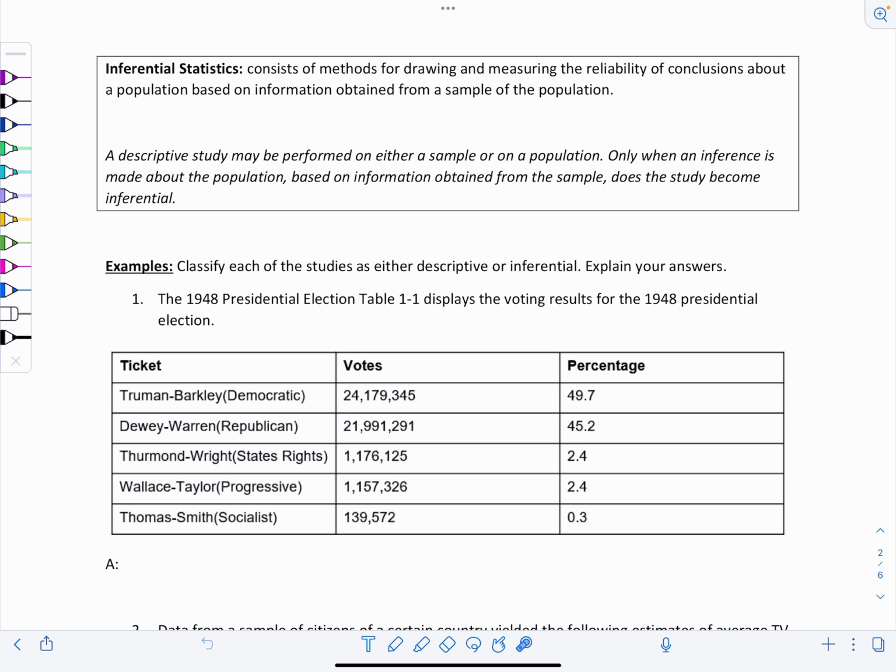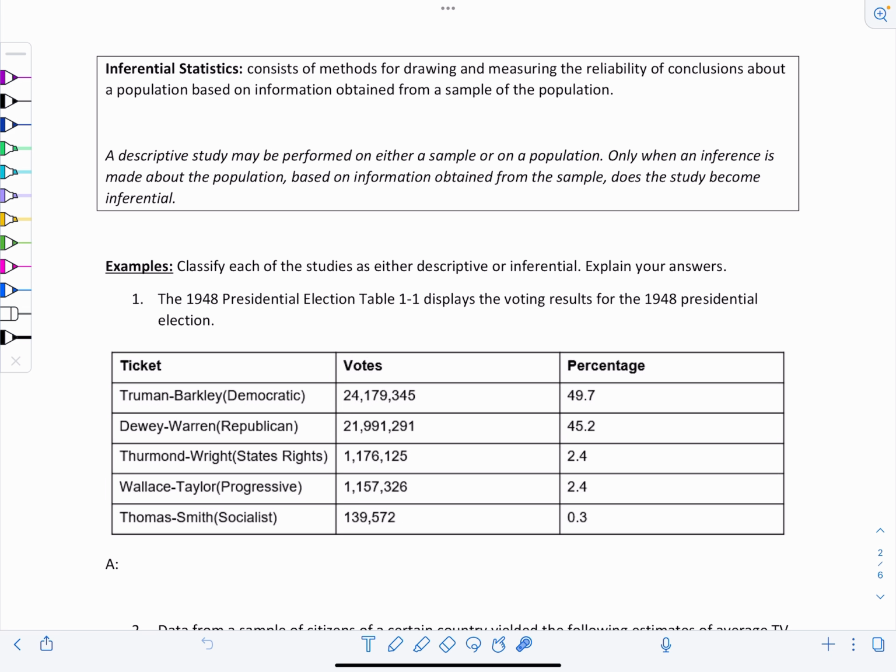First, the directions just say classify each of the studies as either descriptive or inferential, and then explain your answers. Okay, so we have here example 1, the 1948 presidential election. Table 1-1 displays the voting results for the 1948 presidential election. Okay, so we see the various candidates, how many votes they received, and even some percentages were calculated.